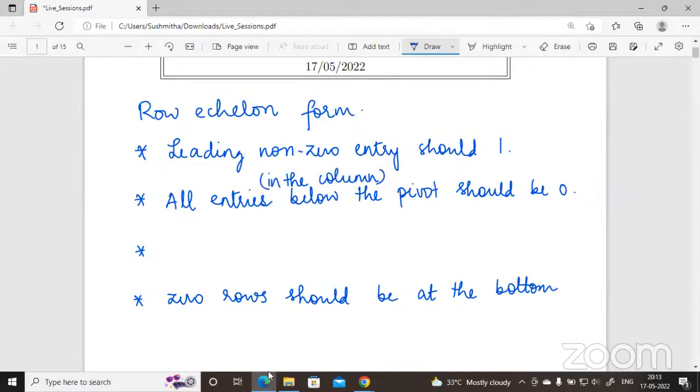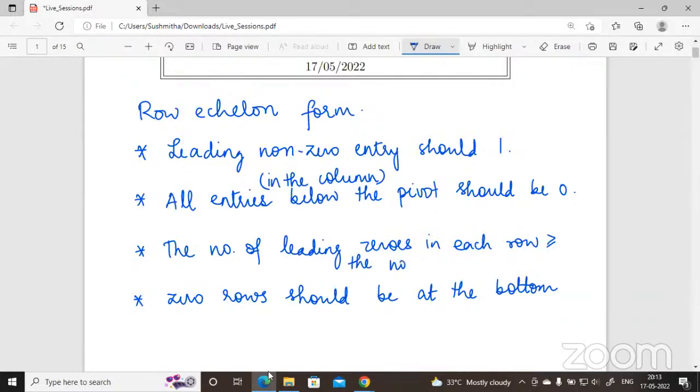The leading zeros, when it goes row wise, should go diagonally towards the right. The number of leading zeros in each row should be greater than or equal to the number of leading zeros in the previous row, right?